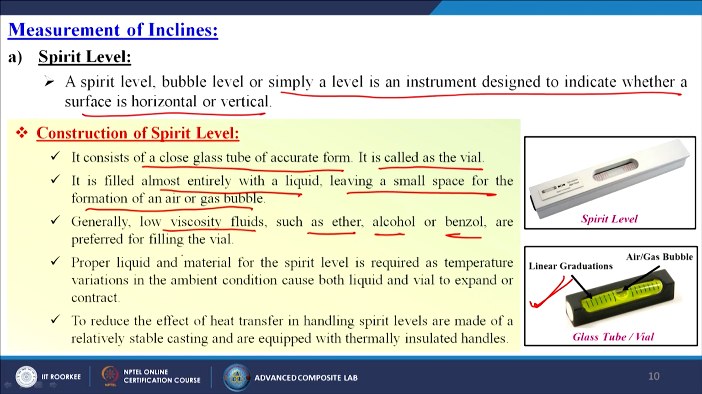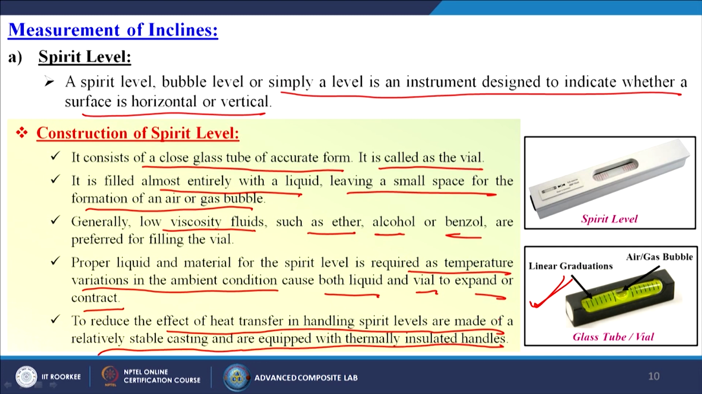the vial. Proper liquid and material for the spirit level is required as temperature variations in the ambient condition cause both liquid and vial to expand or contract. To reduce the effect of heat transfer in handling, spirit levels are made of relatively stable castings and are equipped with thermally insulated handles.